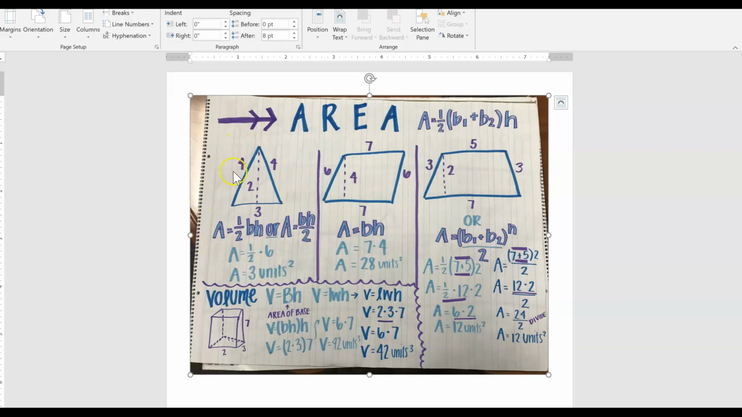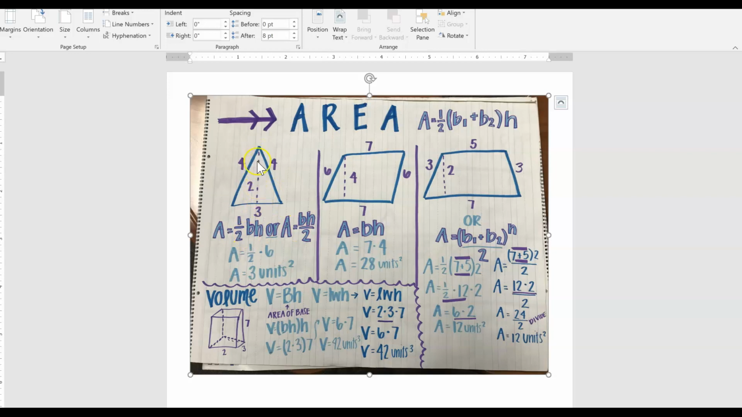So we're really focusing on this formula right here. Area of a triangle equals 1/2 base times height, or area of a triangle is equal to base times height divided by 2. These mean the same exact thing. In order to find the area of a triangle, you use either one of these formulas, whatever you want.